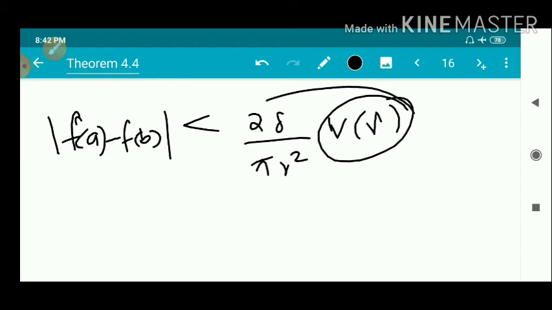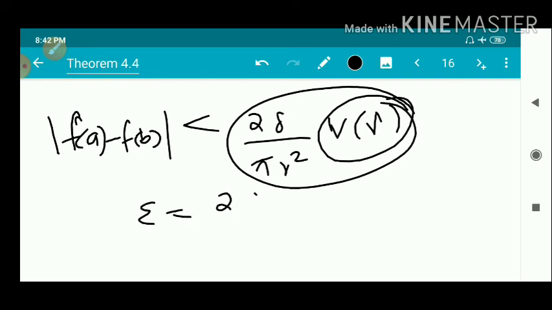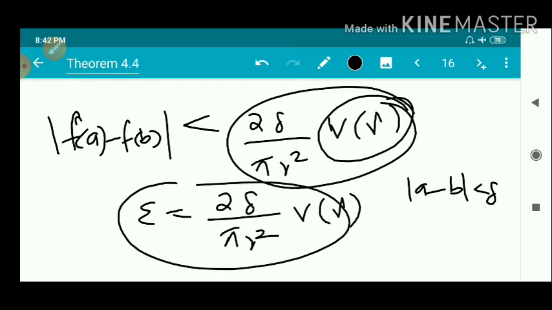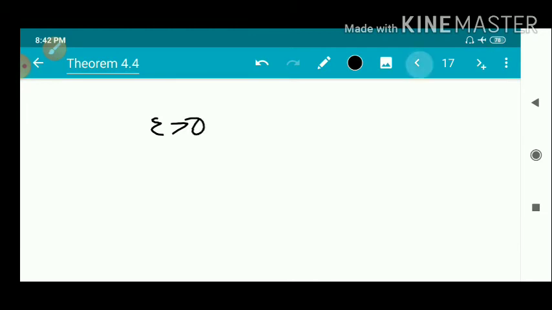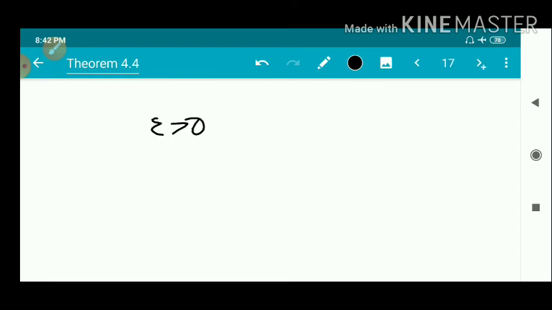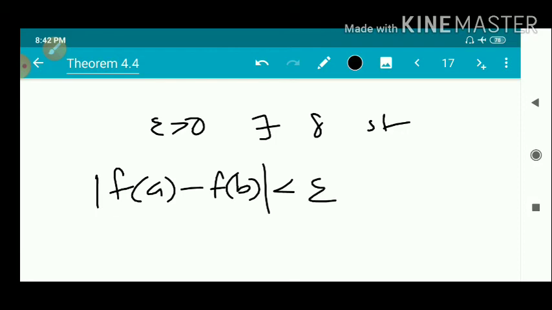We take this as epsilon, that is epsilon equal to 2 delta divided by pi r square v of gamma, and we have mod a minus b is less than delta. So we can say that for any epsilon greater than 0, this is always greater than 0 because 2 is greater than 0, delta is a distance, pi r square, v of gamma is also the length of gamma, also a positive number. So for any epsilon greater than 0, there exists delta such that modulus of f of a minus f of b is less than epsilon whenever mod a minus b is less than delta.